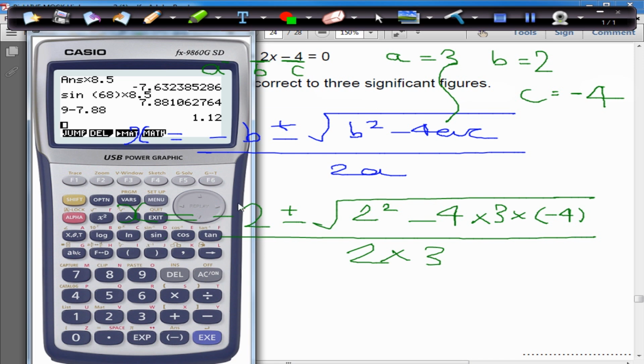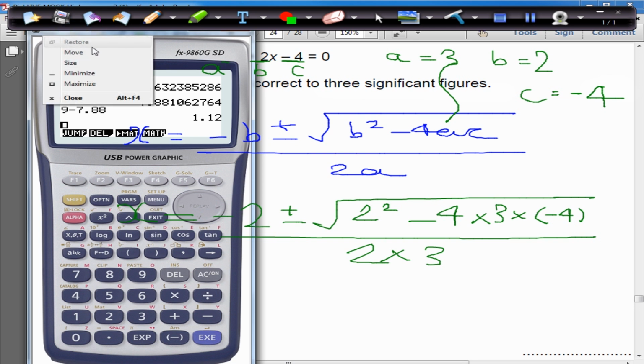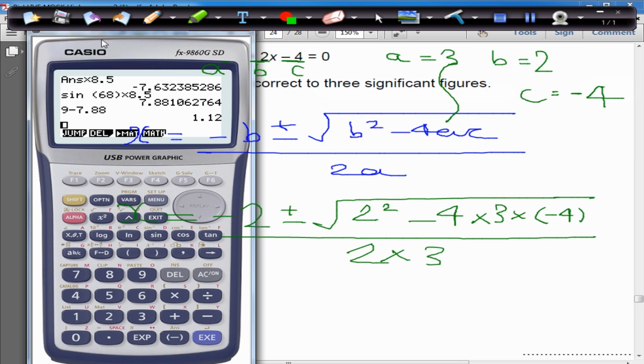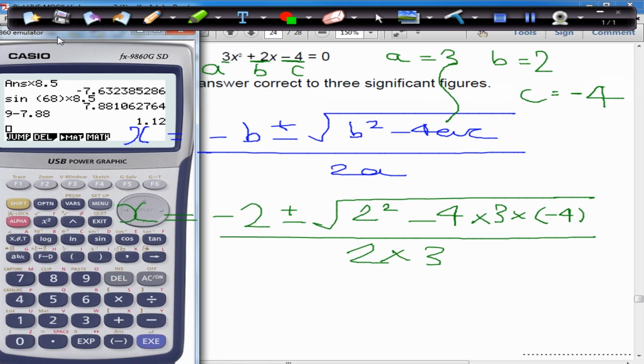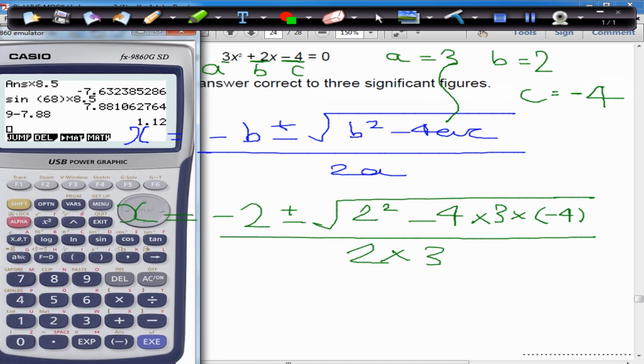Right, okay, now, part of my calculation is covered by the calculator. I got no space, we need to move it. So let's just go to mouse. Okay, let's try to move it a bit. Okay, here we go. Right, so we're going to put minus 2.